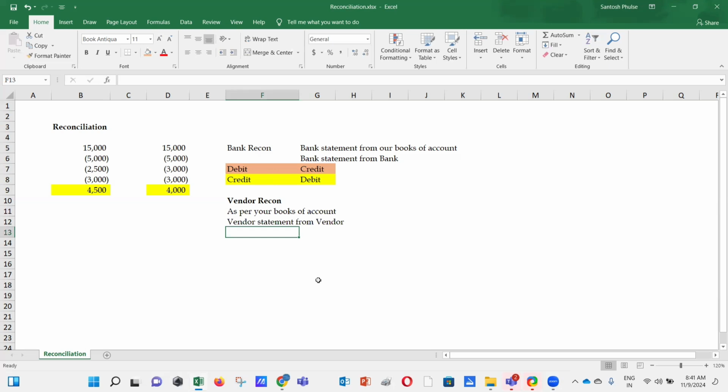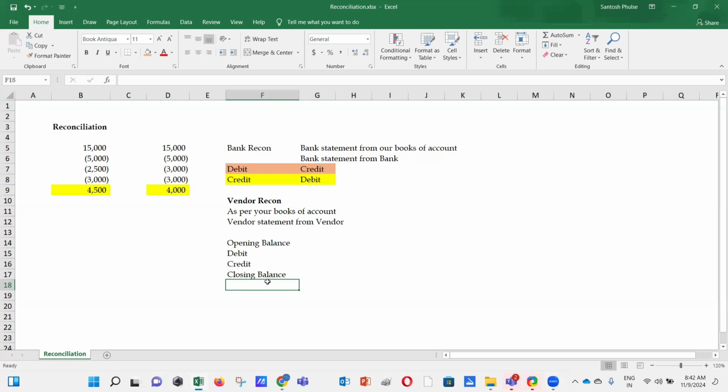Same, it's debit and credit. If it's a debit, we match it with a credit. If it's a credit, we match it with the debit. Somewhere there's also the opening balance. Our opening balance versus his opening balance. Starting from the opening balance, our debit, our credit, plus or minus, gives our closing balance. Same, our opening balance we have to match with the vendor's opening balance. Our debit versus vendor credit, our credit versus vendor debit, and closing balance with closing balance.